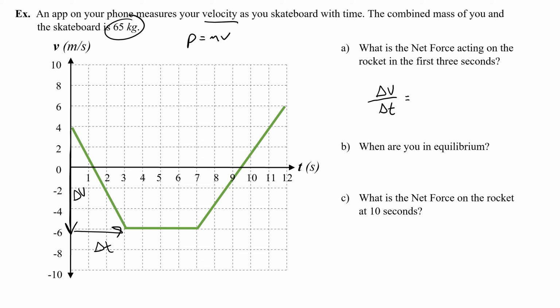So let's figure out what that is. Well, the change in velocity, I go from 4 to negative 6, or you could pick any 2 points on this graph, that is fine. I'll just go ahead and do that. 4 to negative 6 is negative 10. And the amount of time is from 0 to 3, so 3 minus 0, or 3 seconds. Okay, so that's the change in velocity over the change in time. How do I use that to find the net force again? Well, that's acceleration, right?